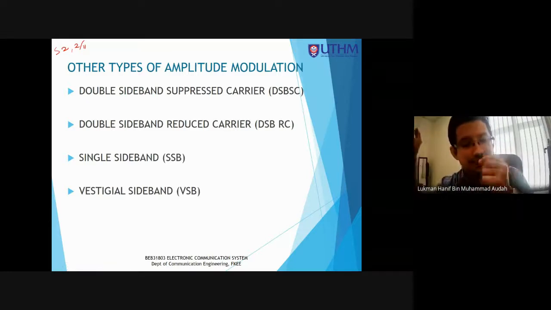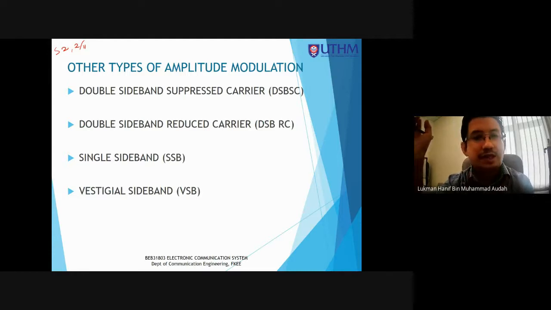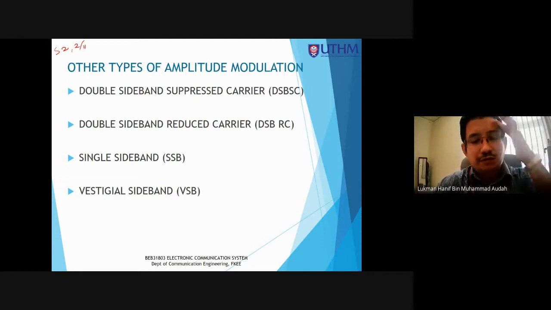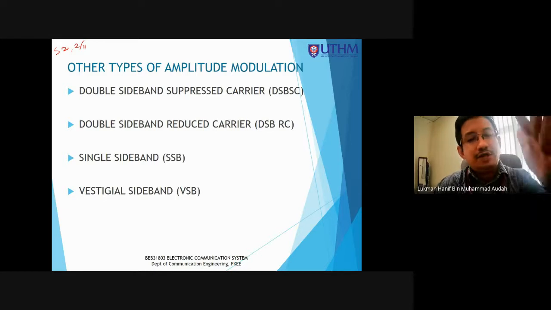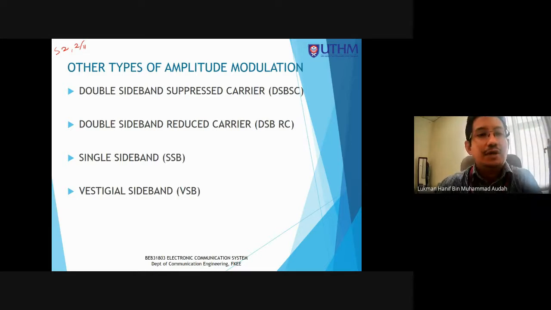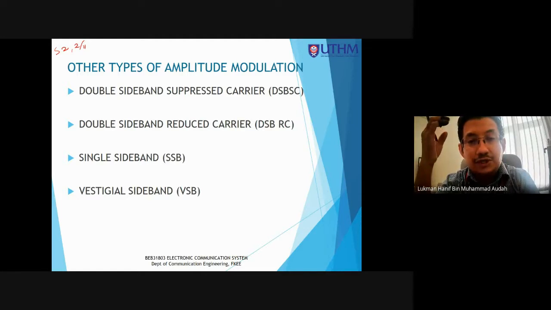Okay, last week we stopped at this slide. So we are still in chapter 3 about amplitude modulation. Before we proceed, maybe we can refresh again what we have learned in the last slide, about other types of amplitude modulation. So we are still learning about the modulation process.